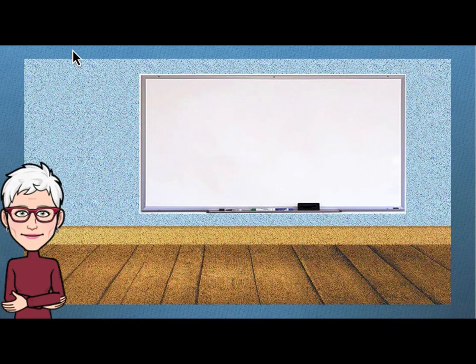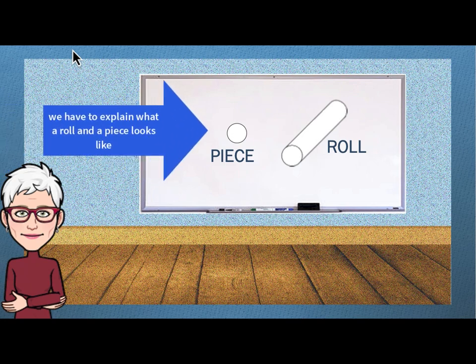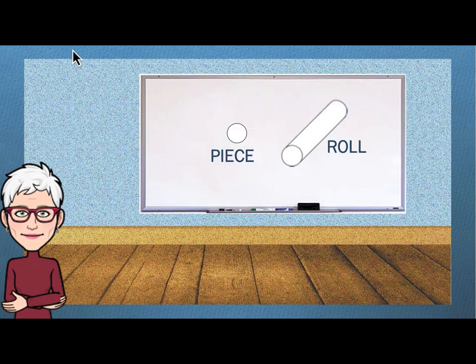Before I can show you an example, I have to explain that in the pictures I will show you, a roll looks like this, and a piece looks like this. And of course, we have to explain that to our students initially as well. In our experience, it is important to use a few introductory examples to ensure that children understand the intention of the task. Let's walk through how that might be done.